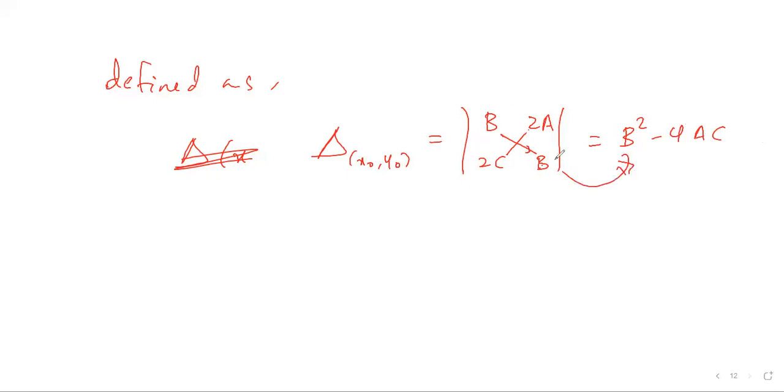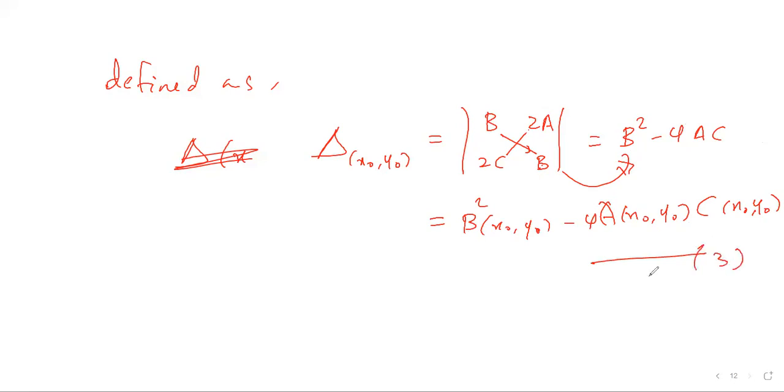So you can use this as b squared at x naught comma y naught minus 4 times a at x naught y naught times c at x naught y naught, since we are taking all the a, b, c as functions of x comma y. At that point only we are considering. This is equation number 3. You can write that.